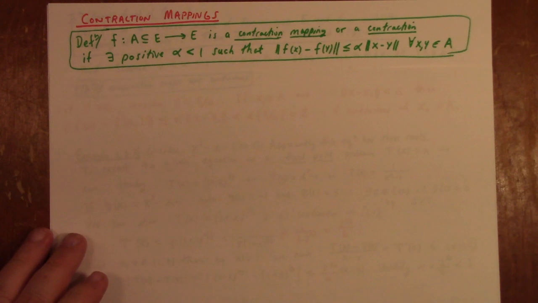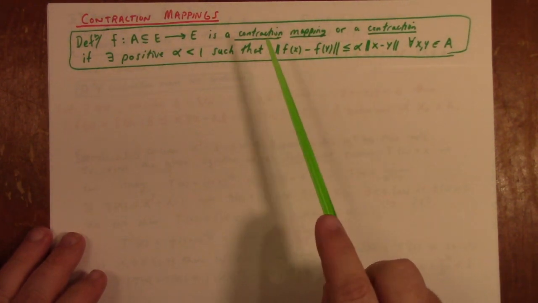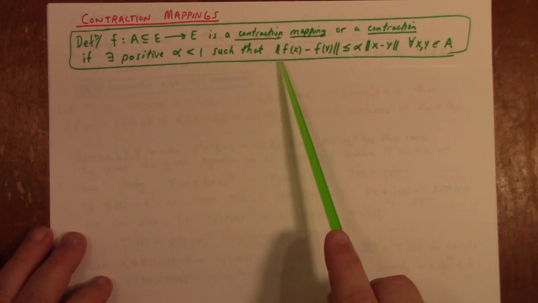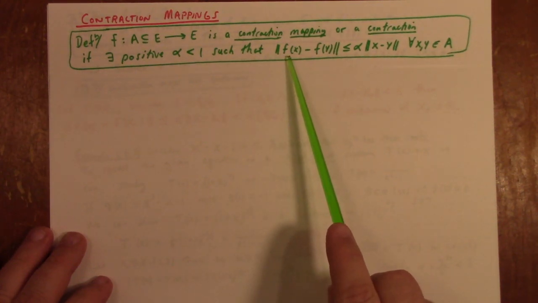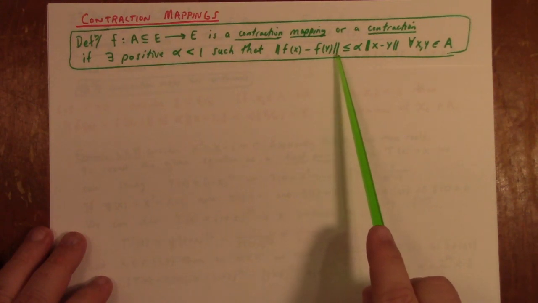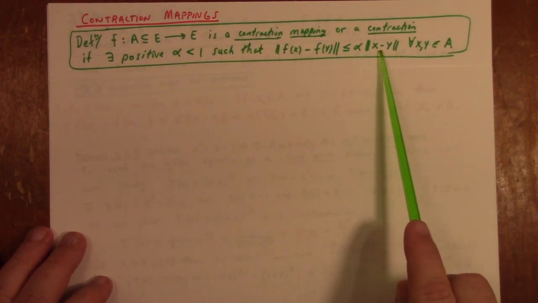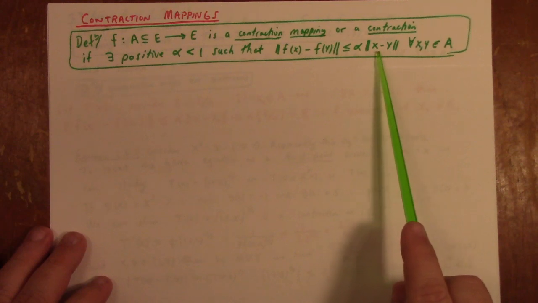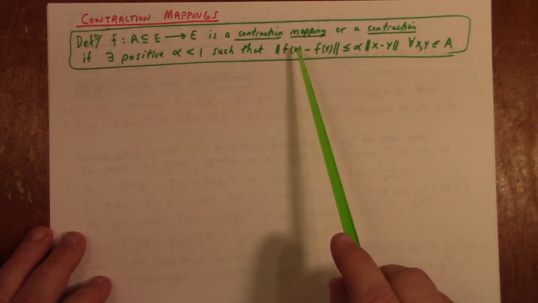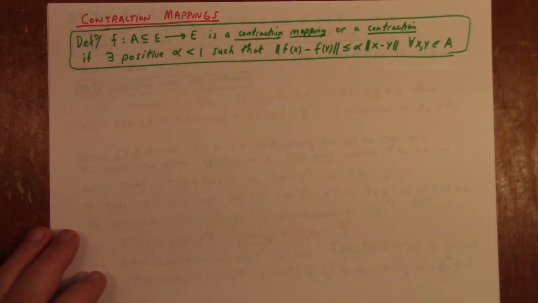But anyway, it's a contraction mapping, or a contraction, if there's a positive alpha less than 1 such that the norm of the difference of the values at x and y is less than or equal to alpha times the length of the xy displacement vector, right? And that has to hold for all pairs x and y in A.